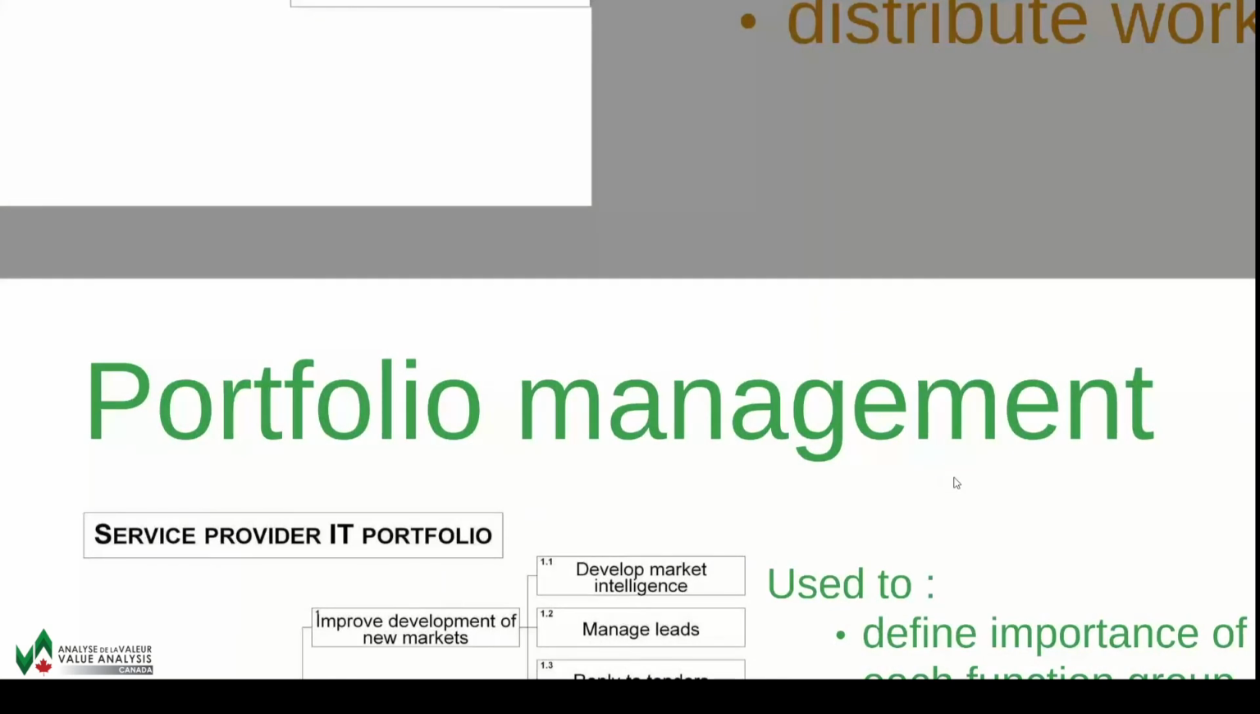Another example is portfolio management. In this example, we worked with a service provider, so it's in the service industry, and they had an IT portfolio, a lot of IT projects. The president asked, well, what would you like to do with the IT next year? And people came up with 30 projects. We want to do all these 30 projects. And they were asked to identify how much each project would cost. Of course, if you sum up the 30 projects, it was way too much, too expensive, much more than what the president wanted to spend that year.